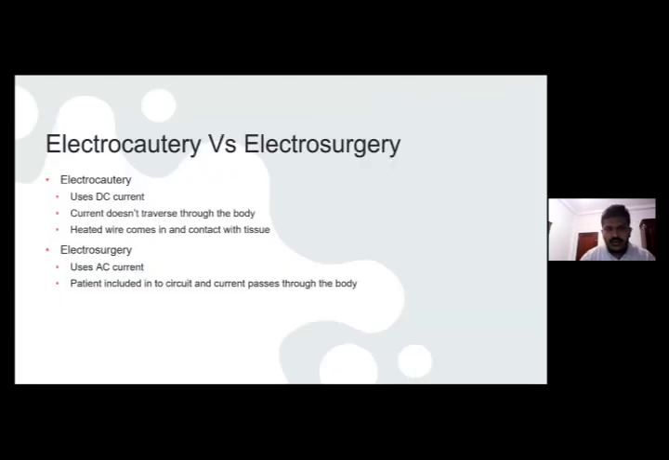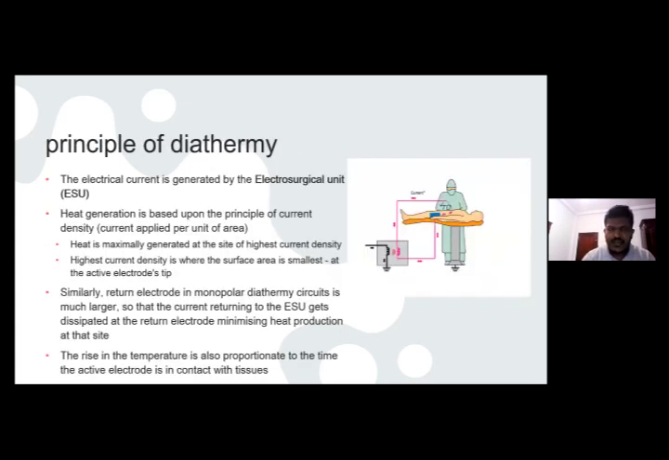Some people have confusion regarding electrocautery versus electrosurgery. Some might think the terms are the same, but in electrocautery we use direct current, and this current doesn't traverse through the body. Instead, a heated wire comes into contact with the tissue and causes the burn. But in electrosurgery, we use alternating current, and the patient is included in the circuit, and the current passes through the body.